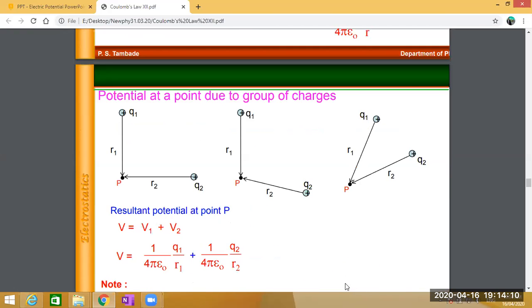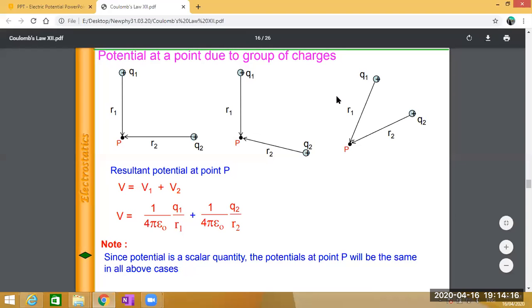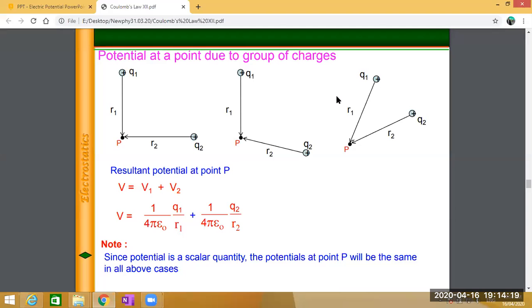Now, the question here: electric potential at a point due to a group of charges. So far we have discussed electric potential due to a point charge. Now we consider electric potential due to a group of charges. As we learned the superposition principle in the case of electric field, here we will learn the same: electric potential at any point in space due to a system of charges is just equal to the algebraic sum of the potentials due to the individual charges.